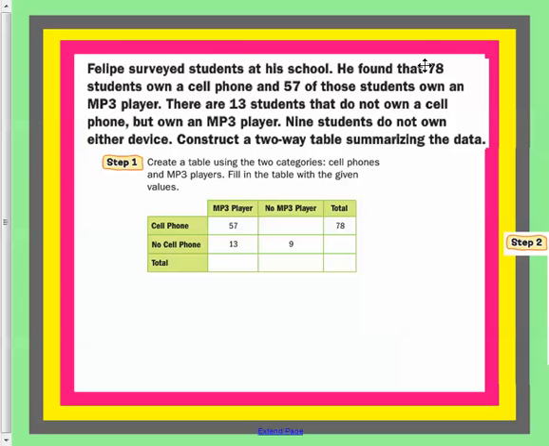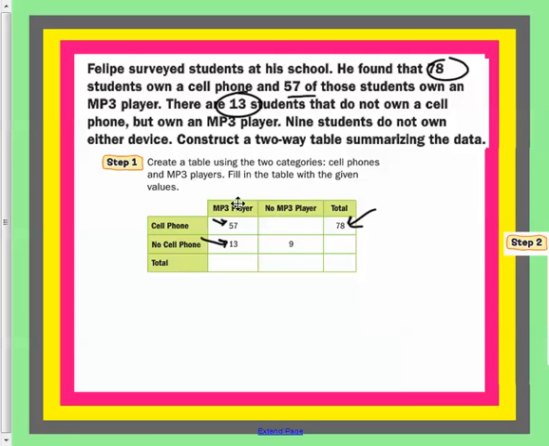So here, if we look at what he surveyed, let's erase what I have here. 78 students own a cell phone, okay? So that's the total in the cell phone grouping. 57 of them own the MP3 players, okay? Then there are 13 students that do not own a cell phone. So these 13 students are right here with no cell phone, but they own an MP3 player. Then 9 students do not own either device. These are no cell phone people, no MP3 people.